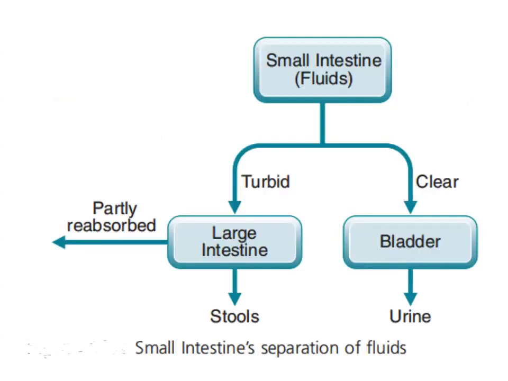Now, so we have here an illustration of how the fluids the small intestine receives from the stomach are separated. So small intestine fluids are composed of turbid and clear fluid. Now, the turbid fluids go to the large intestine partly for reabsorption and partly for excretion in the form of stools. Ang clear fluids naman go to the bladder for excretion as urine. Okay?